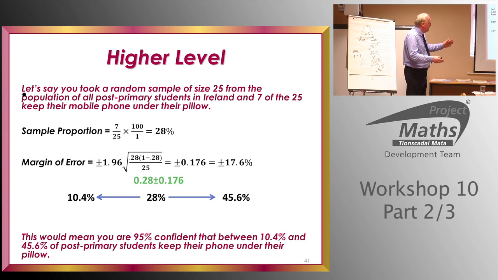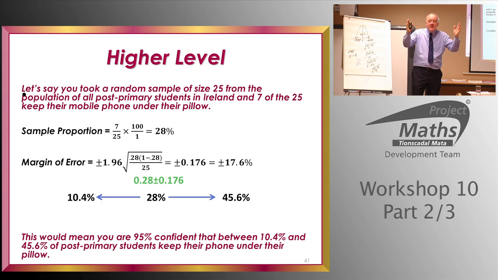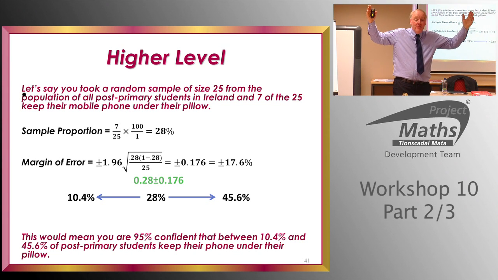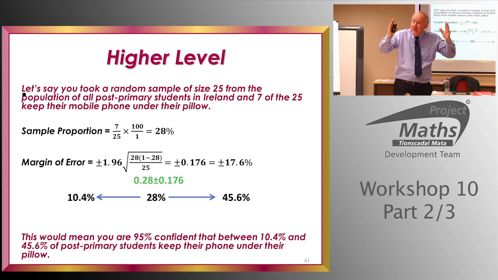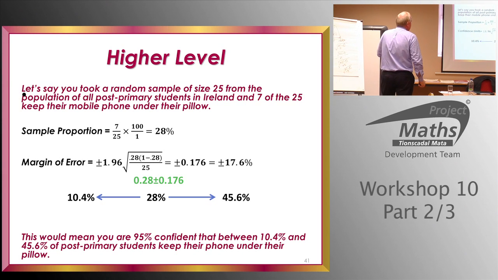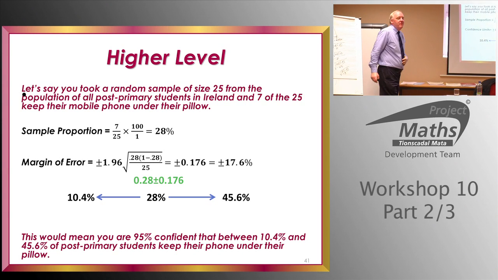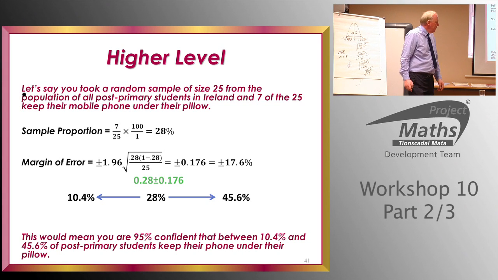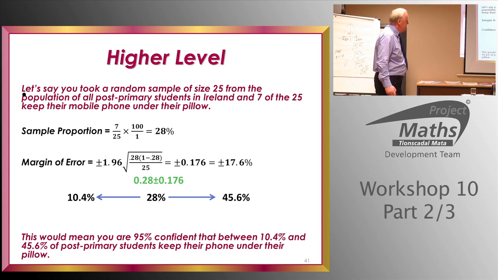What do you think? It went from 10.4 to 45.6 rather than from 8 to 48. It's a little bit more precise. The reason being that 1 over root n is the maximum radius that it can be. So this fella has to be a little bit more precise. Your higher level student would have to engage in that kind of activity for their questions. And you're still the same: 95% confident between 10.4 and 45.6.